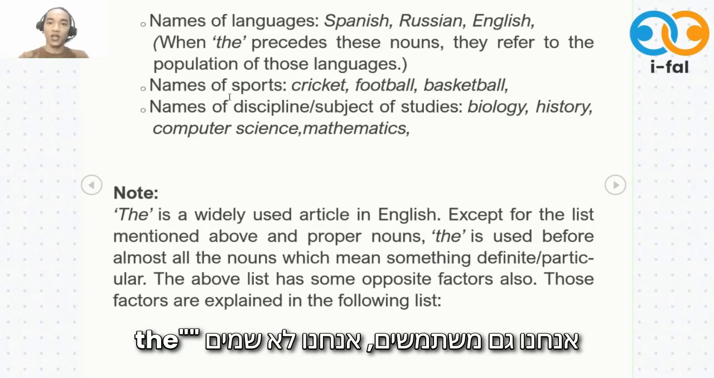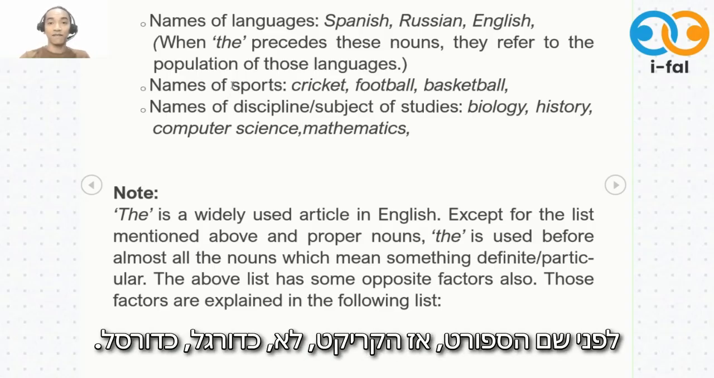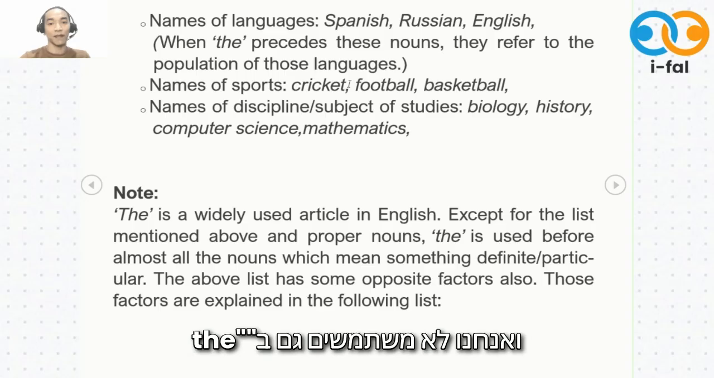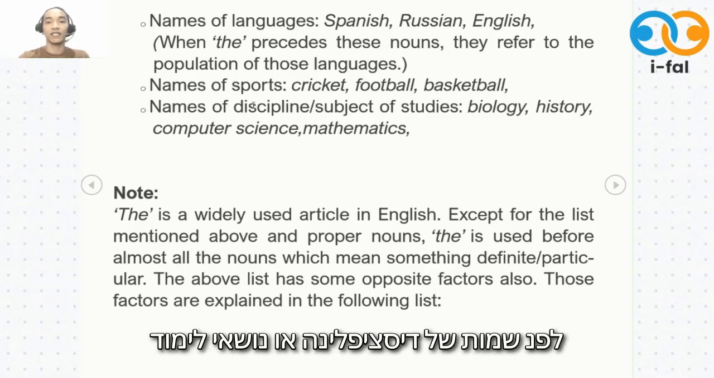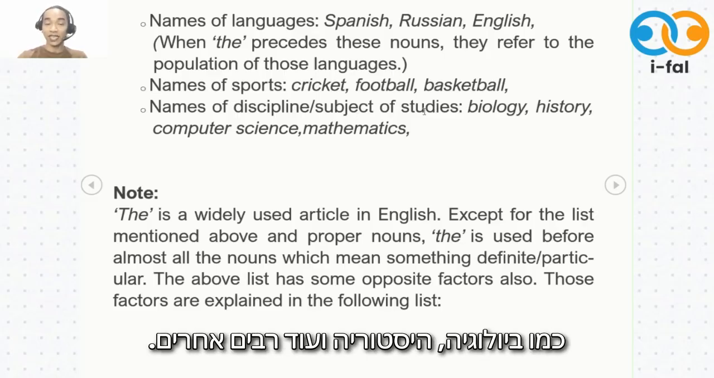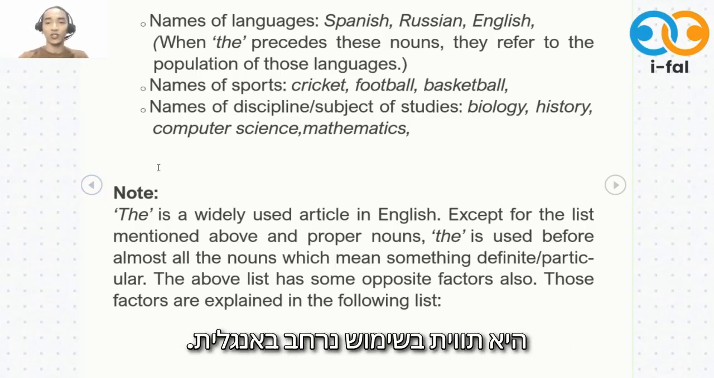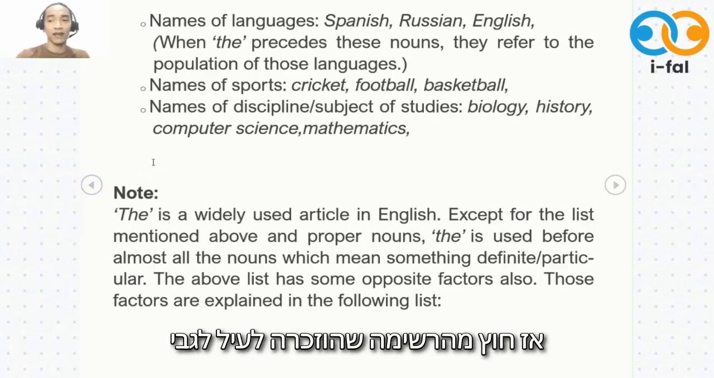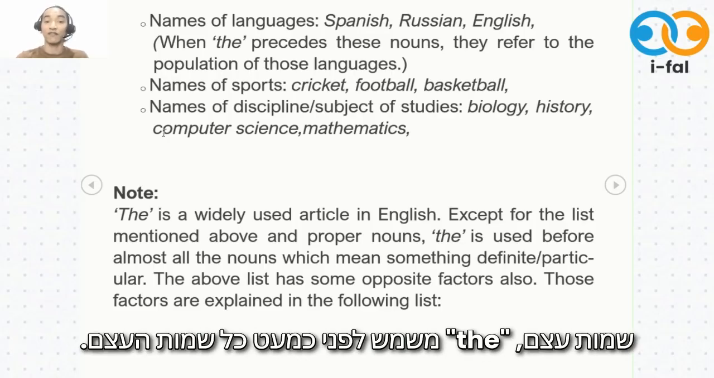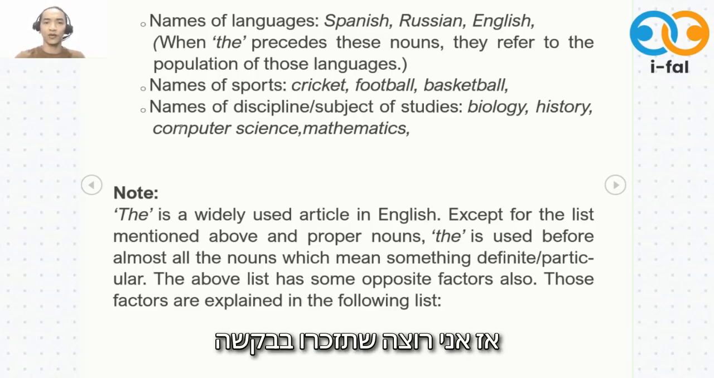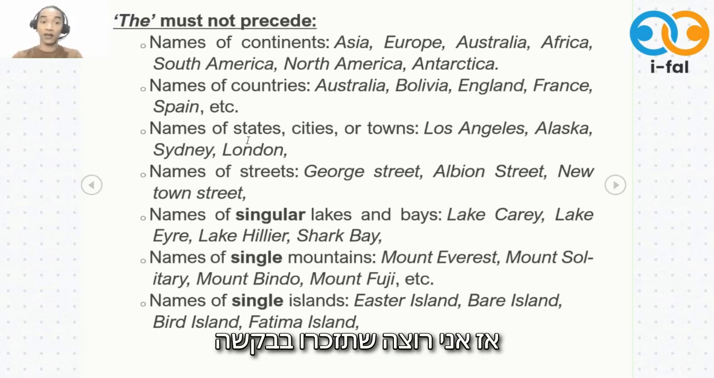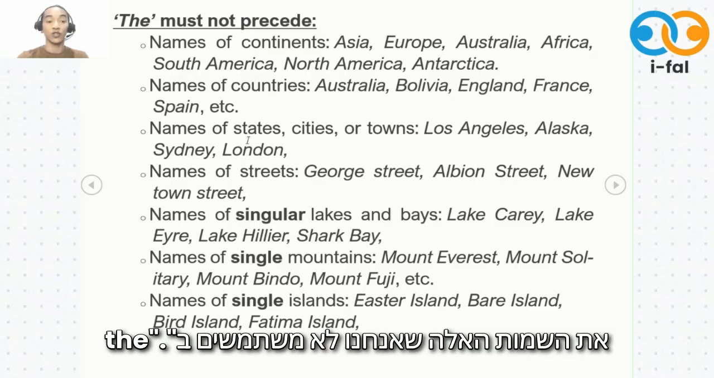Okay? We don't put the before names of sports. So not the cricket, not the football, not the basketball. And we also don't use the before names of disciplines or subjects of study like biology, history, and many others. So as you can see, the is a widely used article in English. So except for the list mentioned above and proper nouns, the is used before almost all nouns. So I want you to please just remember these names that we don't use the with.